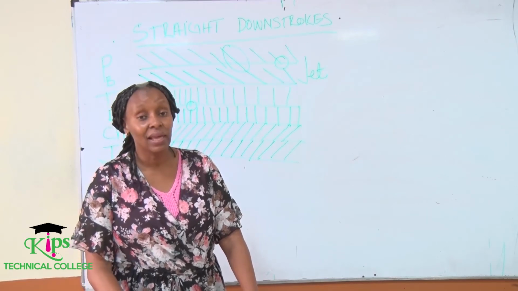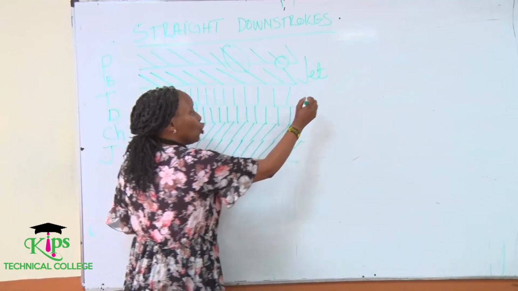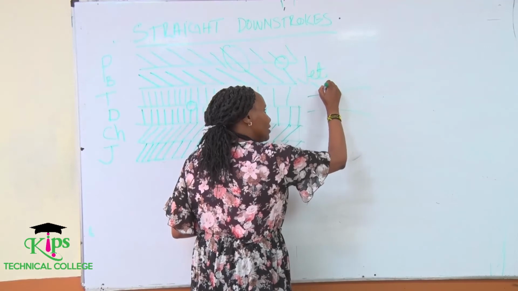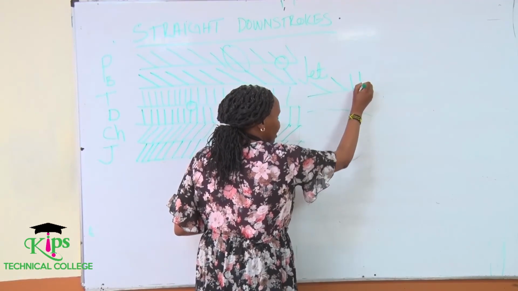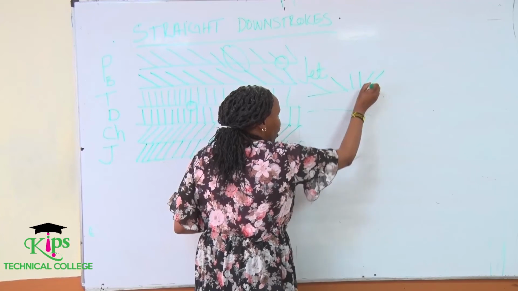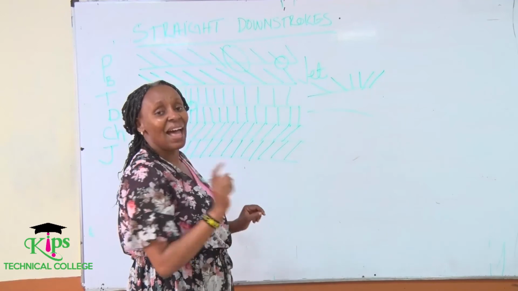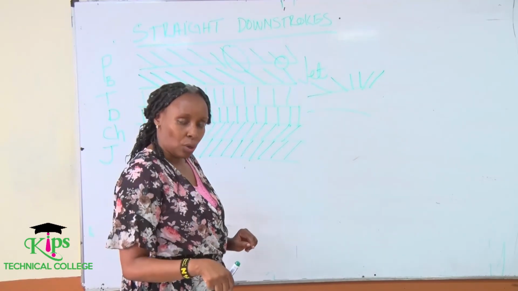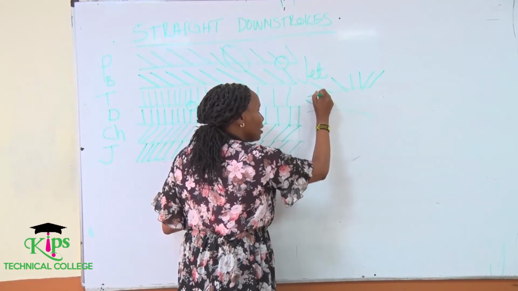And we say they are downstrokes. Downstroke means you write them coming from up, going down. P, B, T, D, Ch, J, they are coming from up, going down, and they are straight downstrokes.